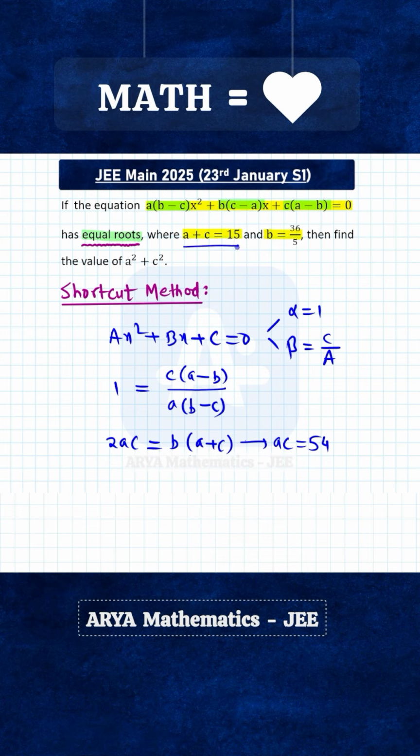So now a plus c is known, a into c is known. We have to find the value of a square plus c square. So we can square this equation, a plus c equals to 15. Therefore a square plus c square plus twice ac will be 15 square, which is 225. Now a into c is 54. Substitute that value here. A square plus c square will be 117. So the correct answer for this problem is 117.